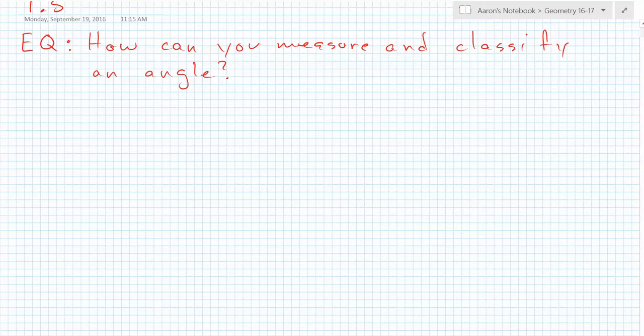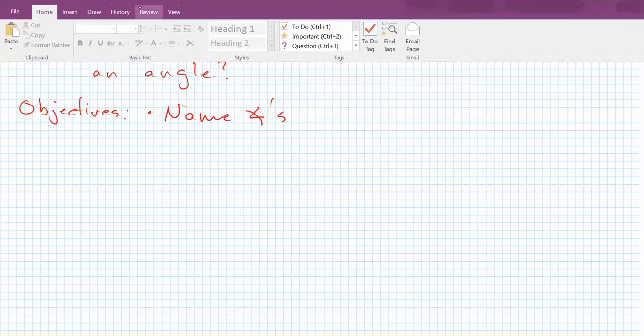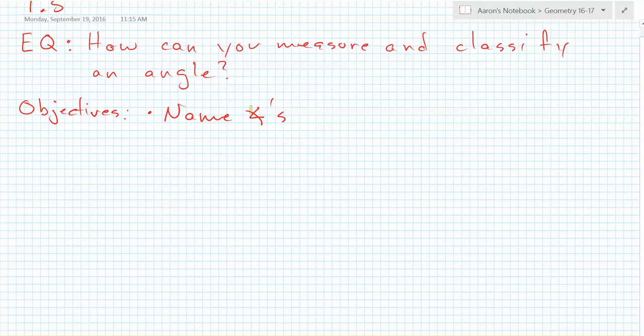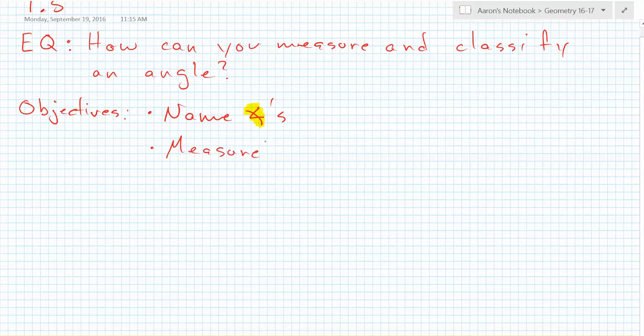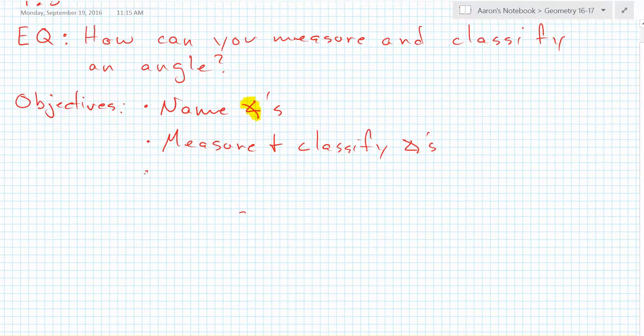So, our objectives for the day. Our objectives, we are going to learn to name angles. Now, this little guy, the angle sign with the arc through it, that's my shorthand for angle. So whenever you see that, that means angle. So we're going to name angles. We're going to measure and classify angles. We are going to identify, or ID, congruent angles. Remember our little sign that means congruent.